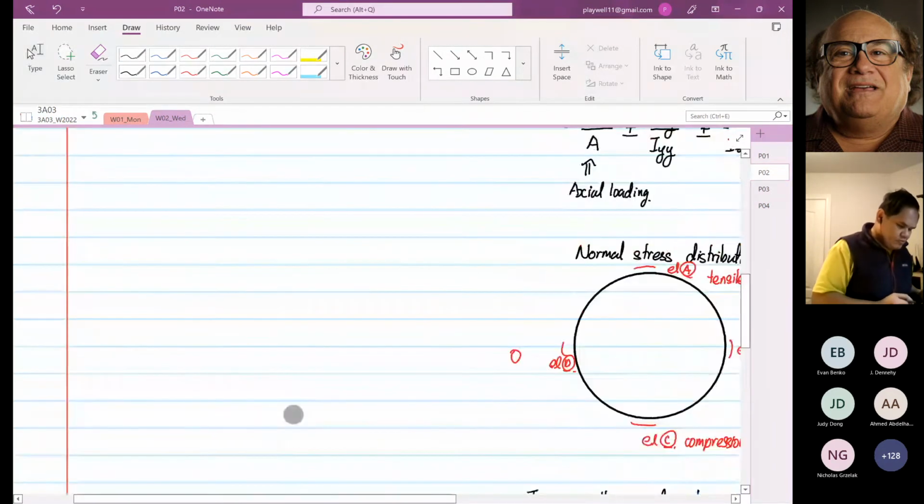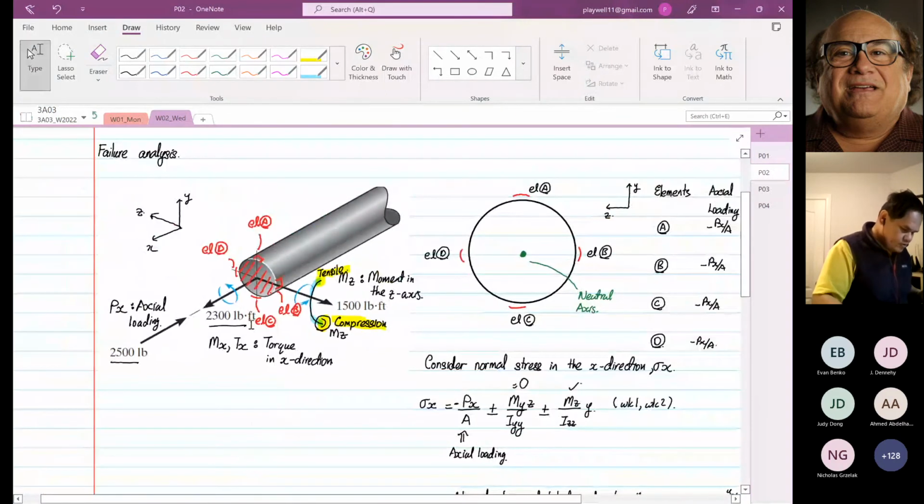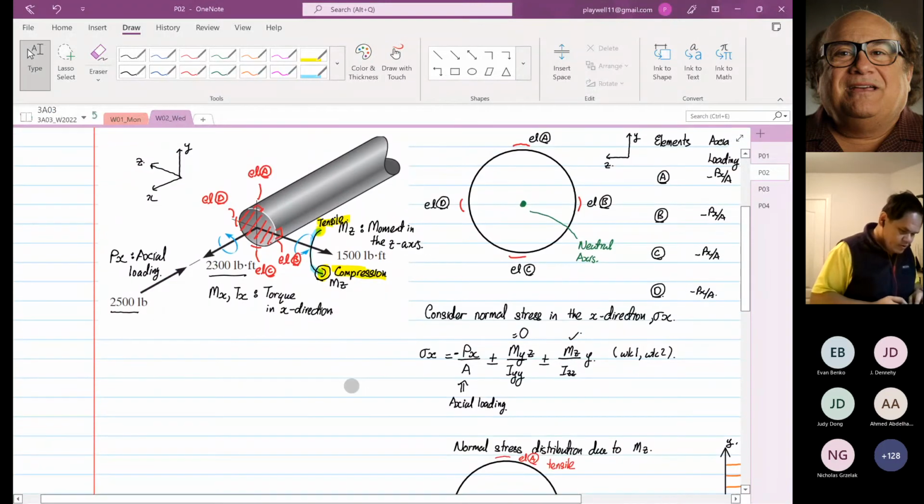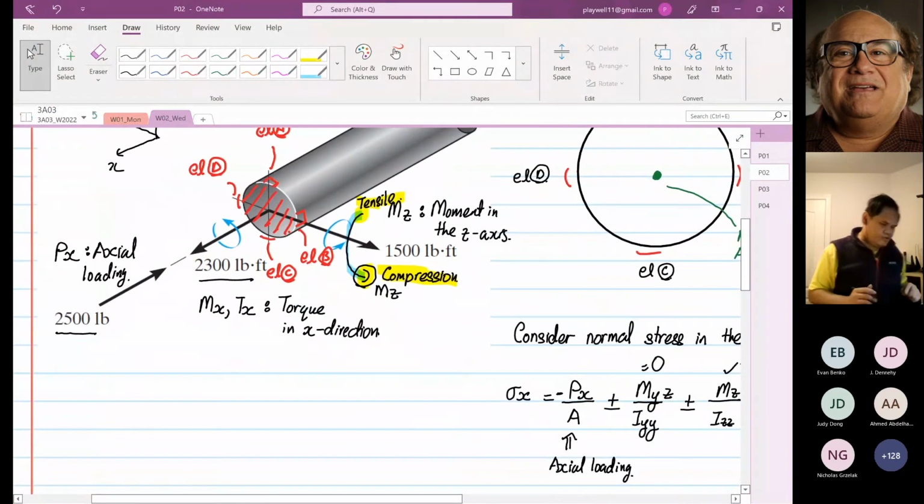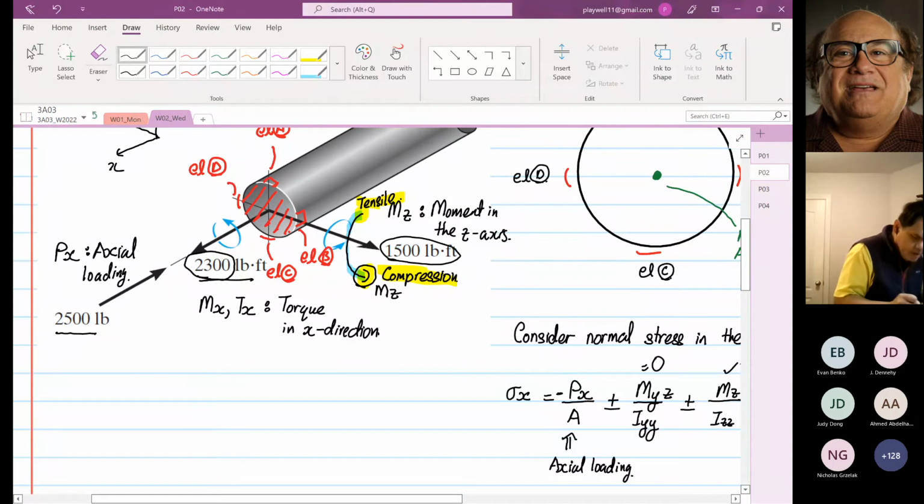Okay, so I'm going to do the same thing. I'm going to take this image. I'm just going to show you guys this image. Okay. So why is 2,300 foot-pound here a torque and not a moment? And why is the 1,500 here a moment, not a torque?